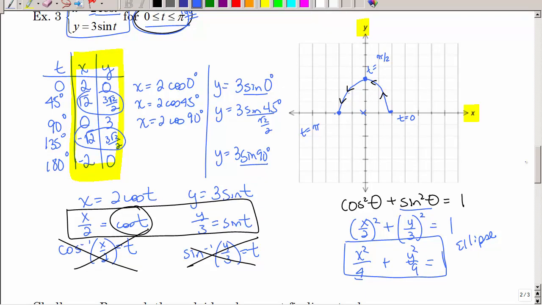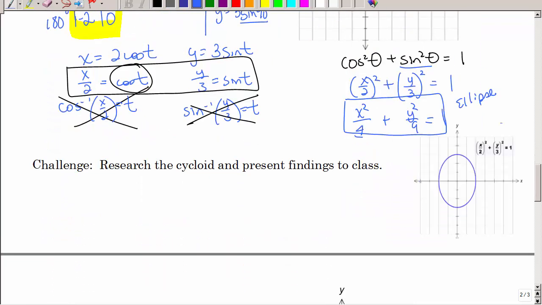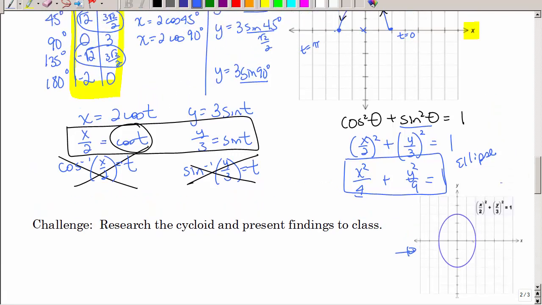And if you wanted to see the whole ellipse, what would it look like? If you were to graph the whole ellipse, that's what you would get. But remember, the parametric equations only gave us that top half.